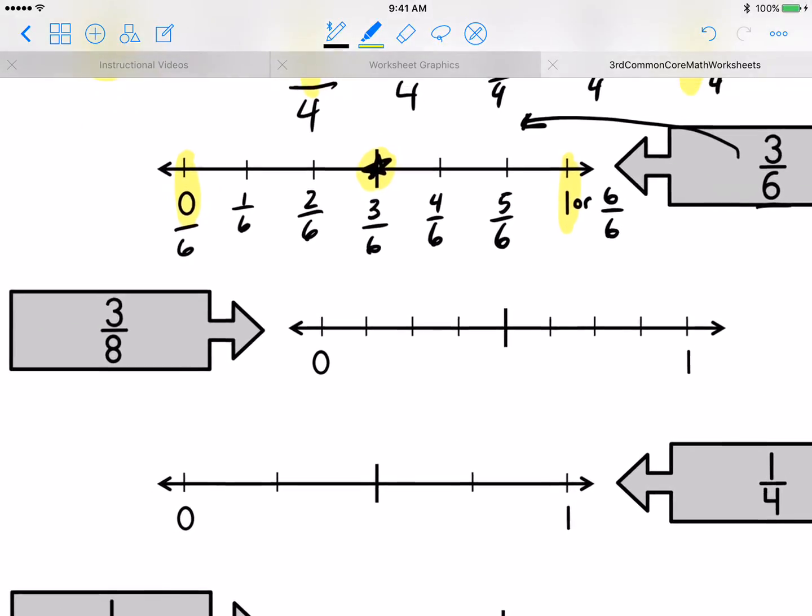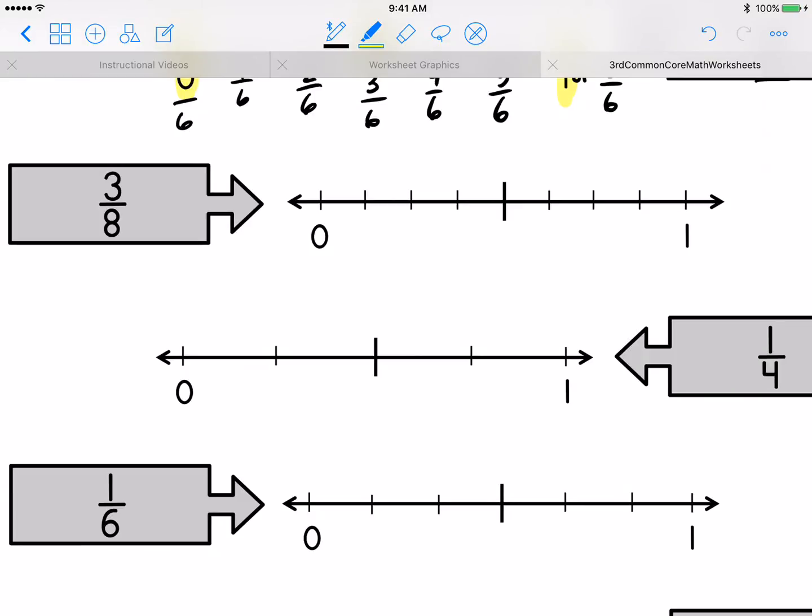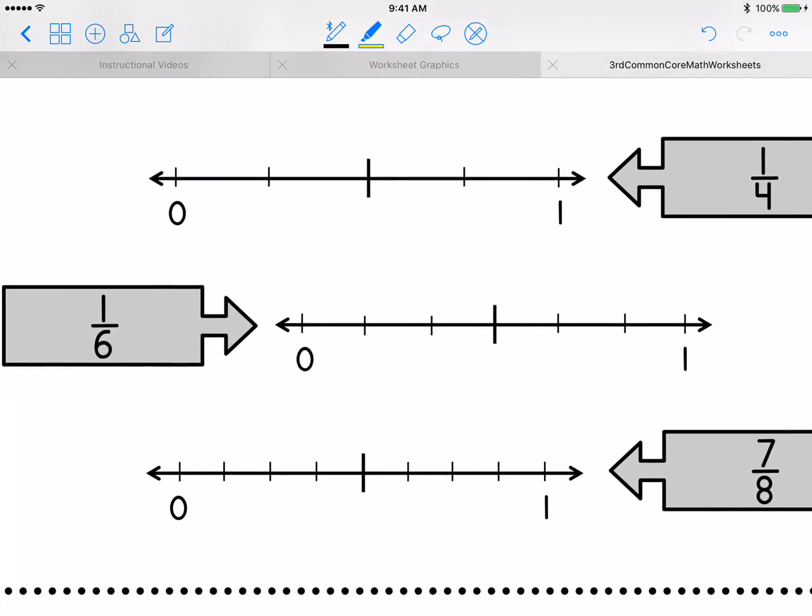So the next one, you're going to find 3/8 on the number line. So you need to label the number line with eighths, starting at 0/8 up to 8/8 or 1 whole, and then find 3/8. Next, you want to do the same thing for 1/4, 1/6, and then finally 7/8 at the end.